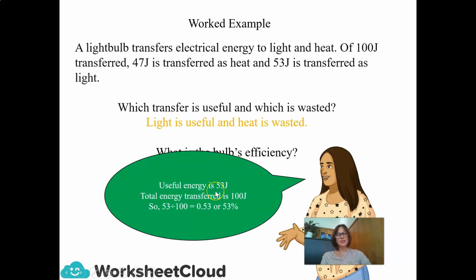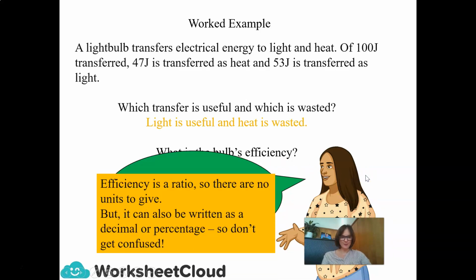Well, the useful energy is 53 joules. The total energy transferred is 100 joules. So 53 divided by 100 equals 0.53 or 53%. Don't worry, we're going to work through quite a few examples so you'll get the hang of this. Remember, efficiency is a ratio, so there are no units to give, but it can also be written as a decimal or a percentage, so don't get confused, grade 7s.